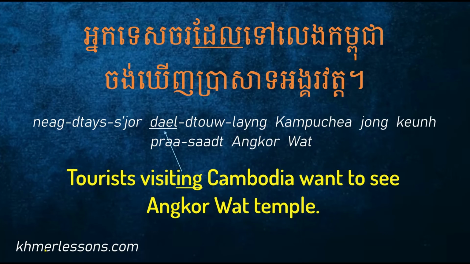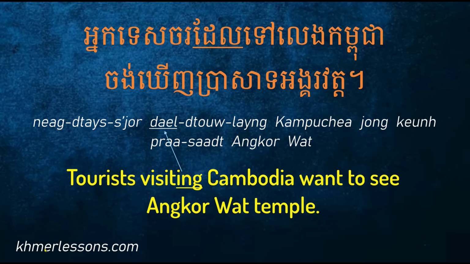Now let's see an example: tourists visiting Cambodia want to see Angkor Wat temple. Visiting Cambodia is an adjective clause and it modifies tourists. Tourist is a noun, and when you see -ing after the noun like this, you say ដែល. In Khmer you say អ្នកទេសចរដែលទៅលេងកម្ពុជាចង់ឃើញប្រាសាទអង្គរវត្ត. អ្នកទេសចរ is tourist, ទៅលេង means to visit, and visiting is ដែលទៅលេង, បាទ.